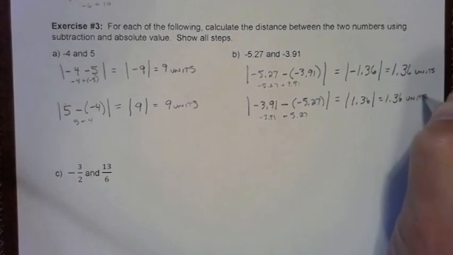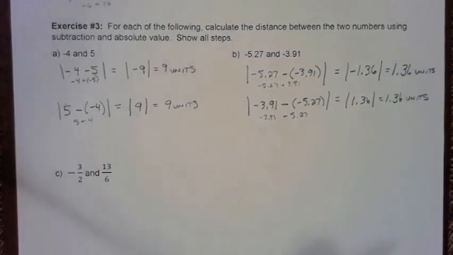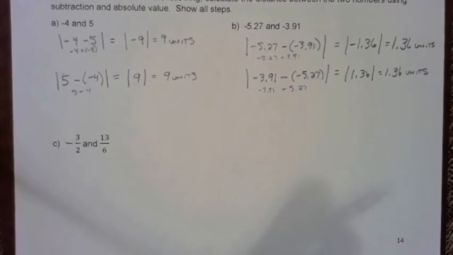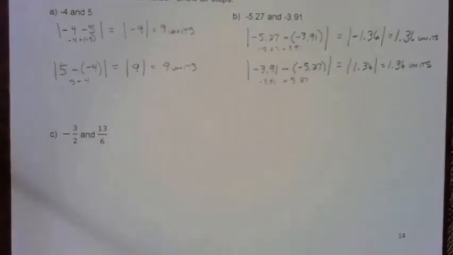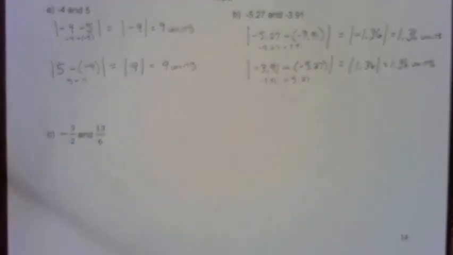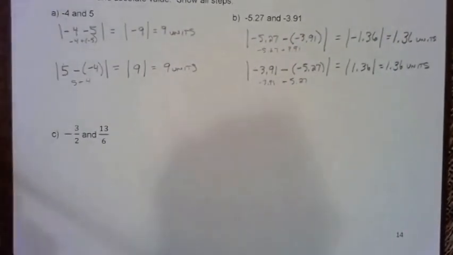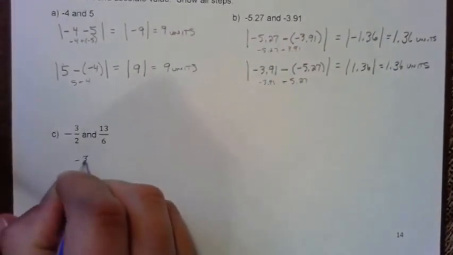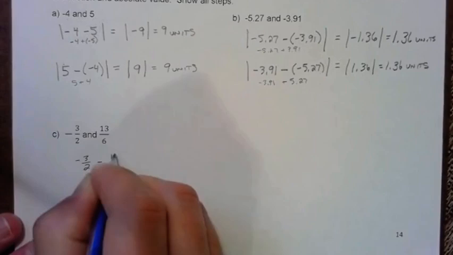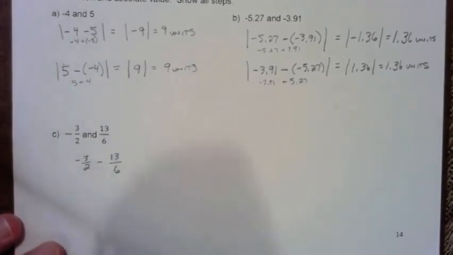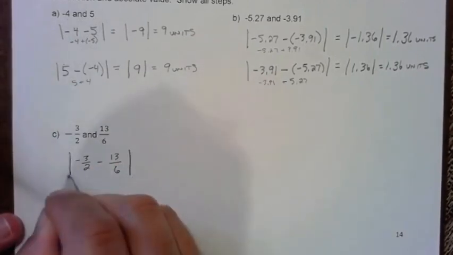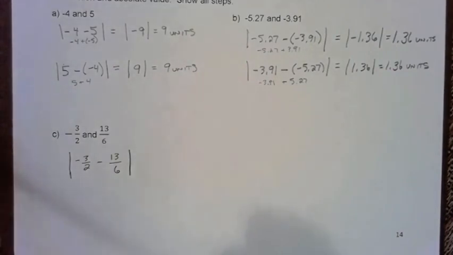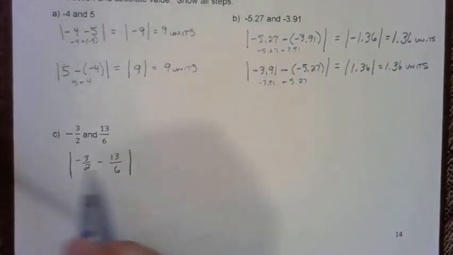Letter C, what's the distance between -3 halves and 13 sixths? Well, again, we can set this problem up two different ways using our subtraction and absolute value. Okay, so let's do -3 halves minus 13 sixths to start in absolute value bars. Well, one thing I notice here is that these numbers don't have the same denominator, so I'm going to have to get a common denominator.